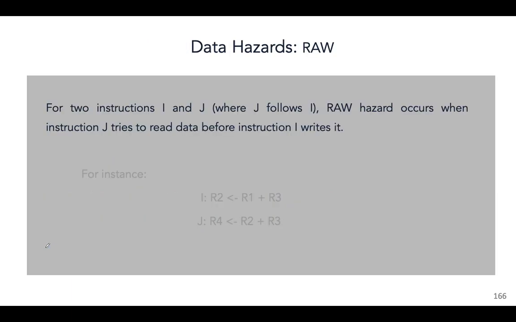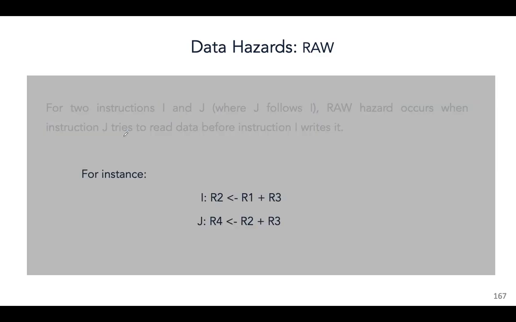RAW is read after write. Now if we have two instructions I and J, I comes first, J comes second. A RAW hazard occurs when instruction J tries to read data before instruction I writes it. So it's clear from the name itself, read after write. When J tries to read data before I has written it.